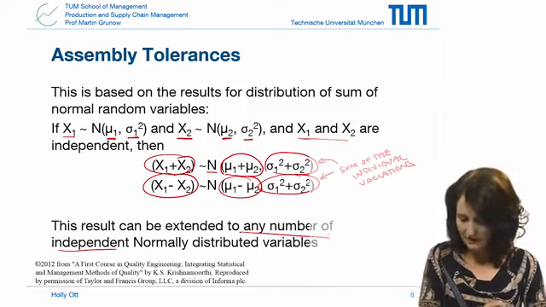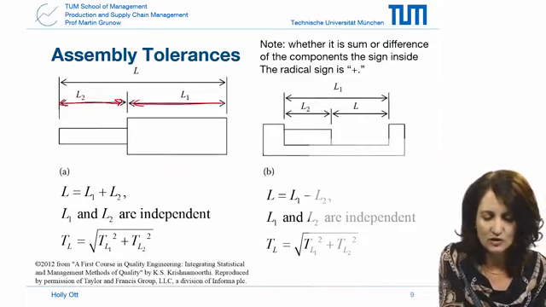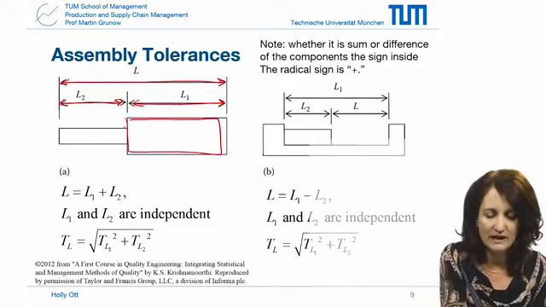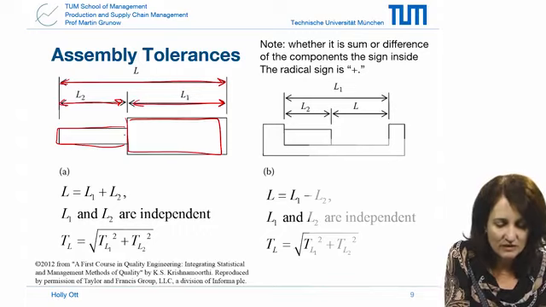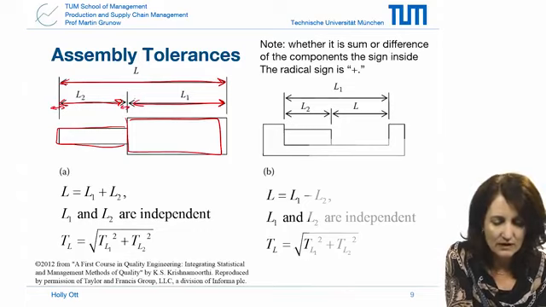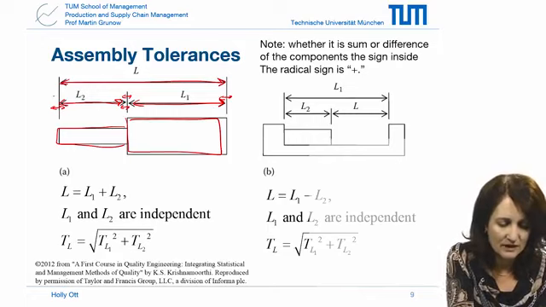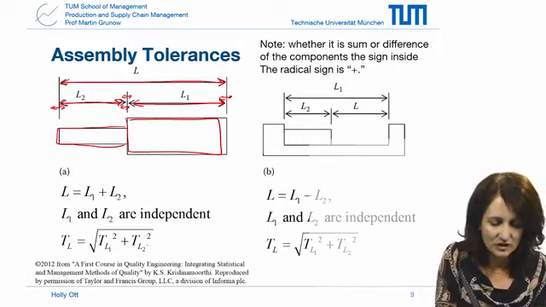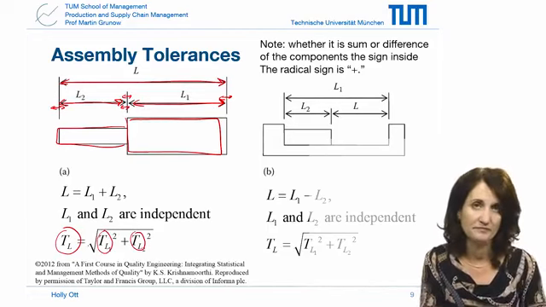So if we look at this again, here we have L1 and L2, and you are using those two components to make a final component of length L. If these both have a tolerance, so here L2 has a small tolerance this way, and L1 has a small tolerance around here, these tolerances are given by TL1 and TL2. Then the overall tolerance is the square root of these two tolerances squared.